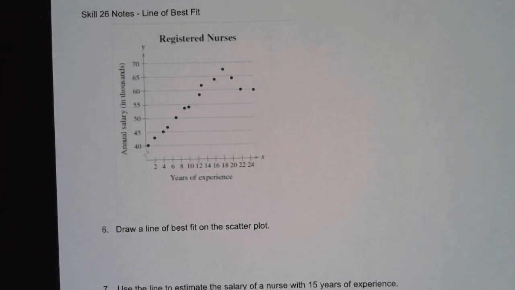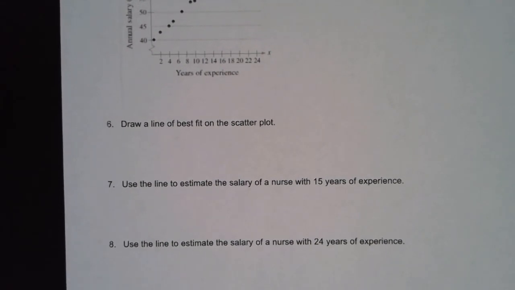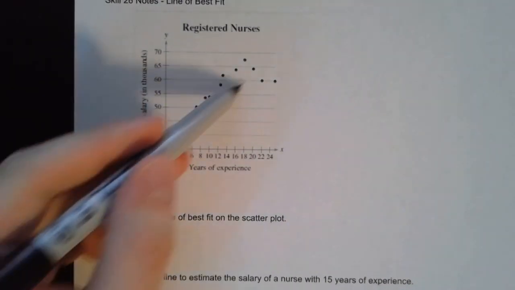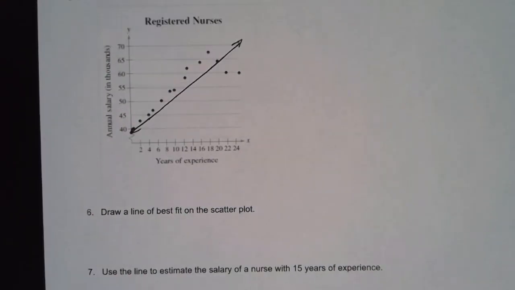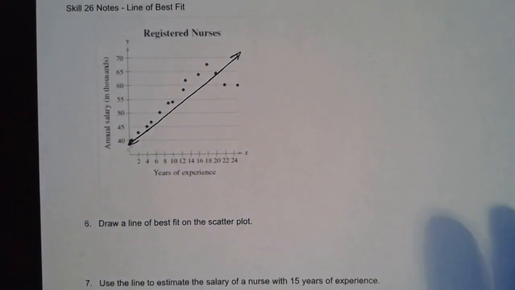Let's go back to the notes. Here we are drawing a line of best fit for this example. So for part 6, it says draw a line of best fit on the scatter plot. So we want to come up with a line that kind of splits the difference between all of these points. I'm going to do that right now. So this is what my line looks like.